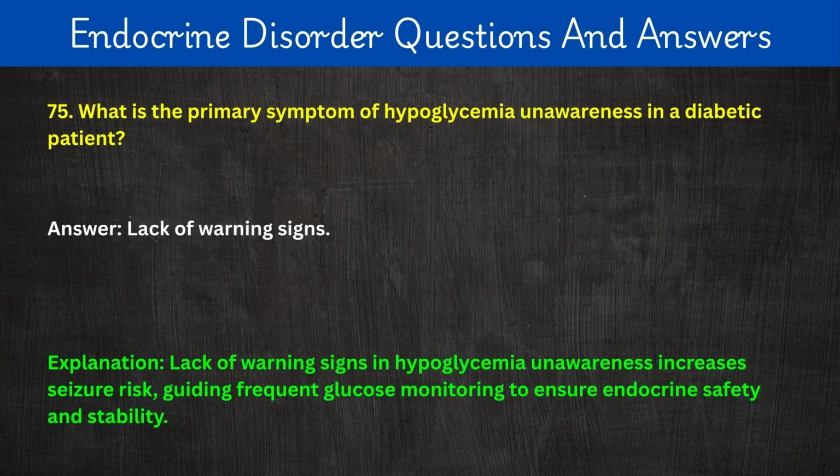75. What is the primary symptom of hypoglycemia unawareness in a diabetic patient? Answer: lack of warning signs.